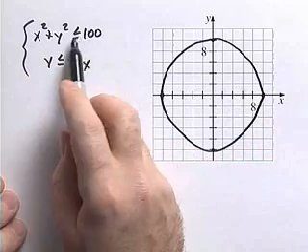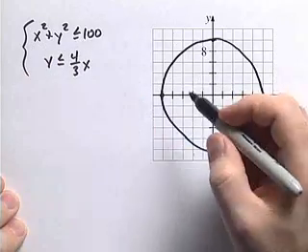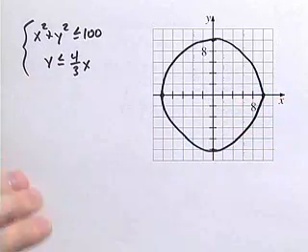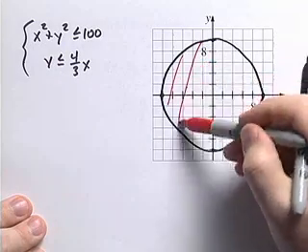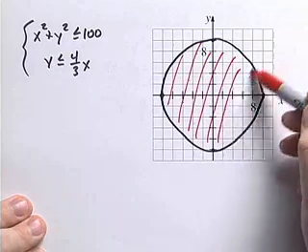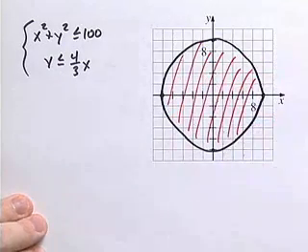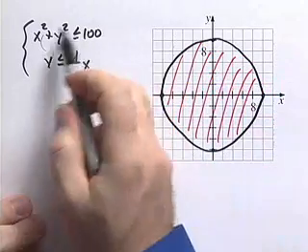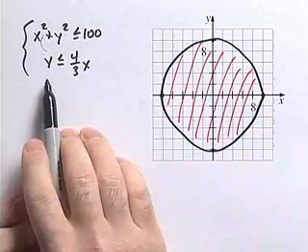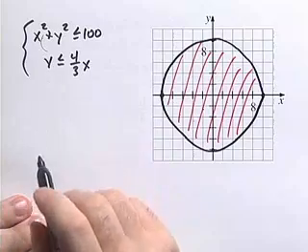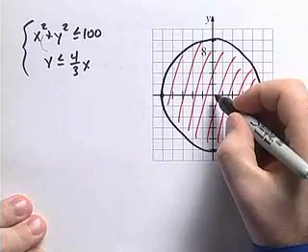And we want this to be less than or equal to, which means we're going to shade the inside of the circle. And so this red area represents the solution set for this first inequality. Now we want to graph the line y equals 4/3 x. So we pick a couple of points.